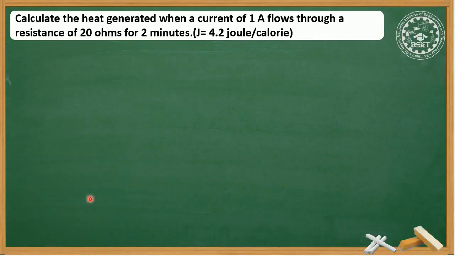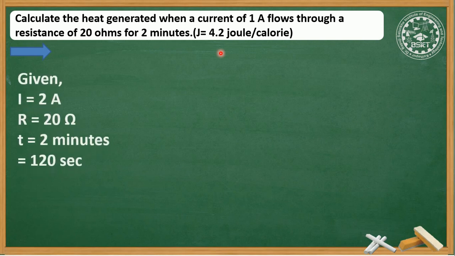Calculate the heat generated when a current of 1 ampere flows through a resistance of 20 ohms for 2 minutes is our numerical. So here we are asked to calculate the heat generated when current of 1 ampere flows through a resistance of 20 ohm for 2 minutes.